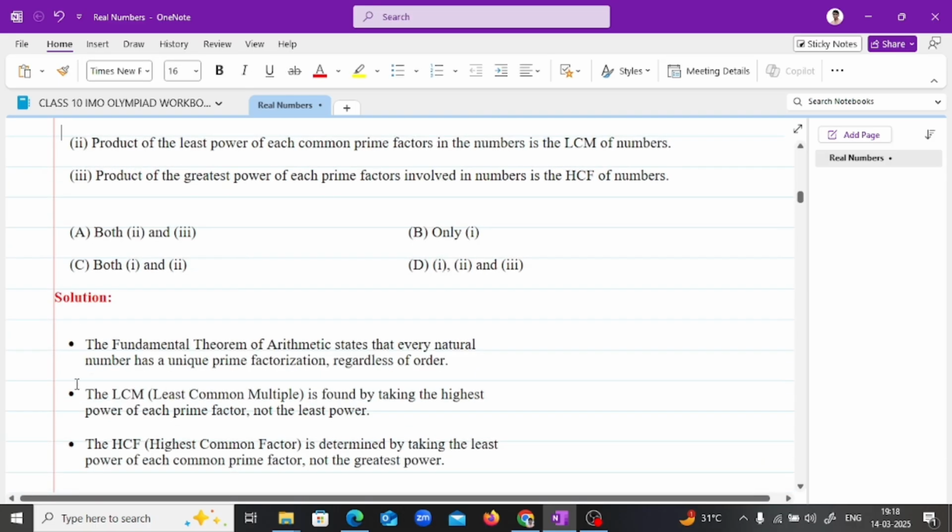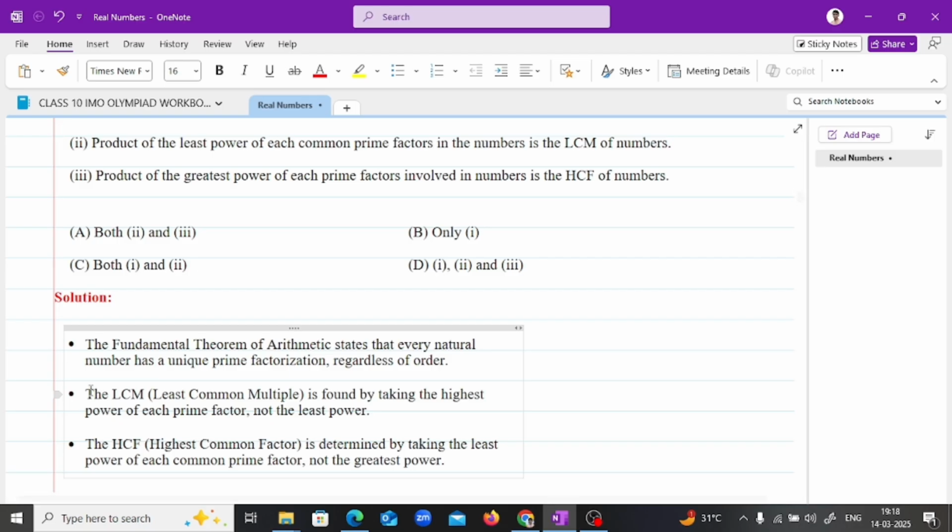So the second definition is the definition of LCM. The LCM, least common multiple, is found by taking the highest power of each prime factor, not the least power. Since the second statement claims that the least power gives the LCM, it is incorrect.